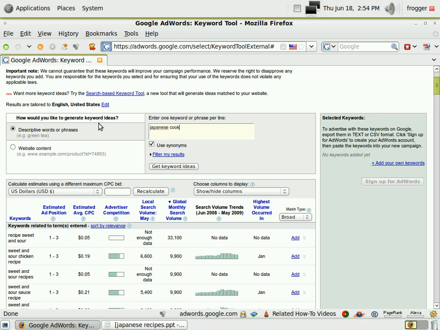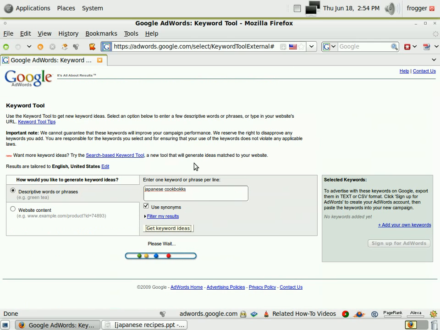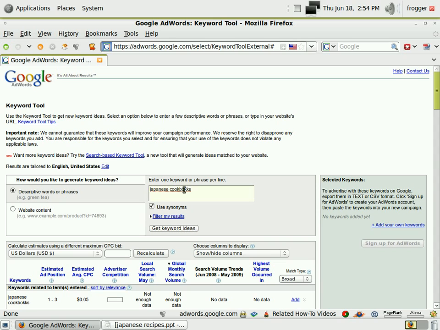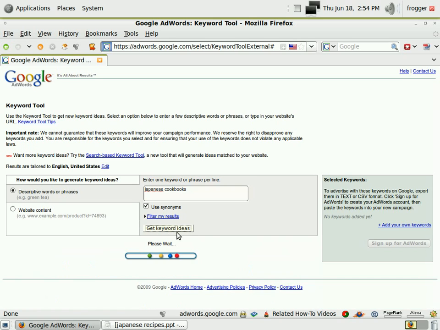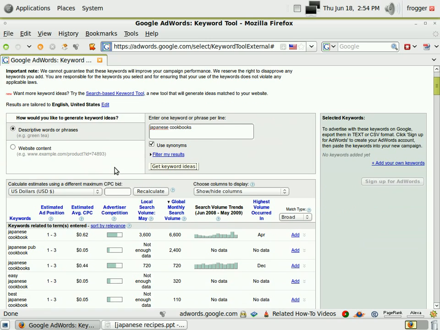But then when we go down and we look at Japanese cookbooks, oops, I spelled it wrong. Japanese cookbooks is a lot less traffic, but a much more targeted keyword. 6,600 visitors. This one is a lot higher price, more than double, 62 cents per click.